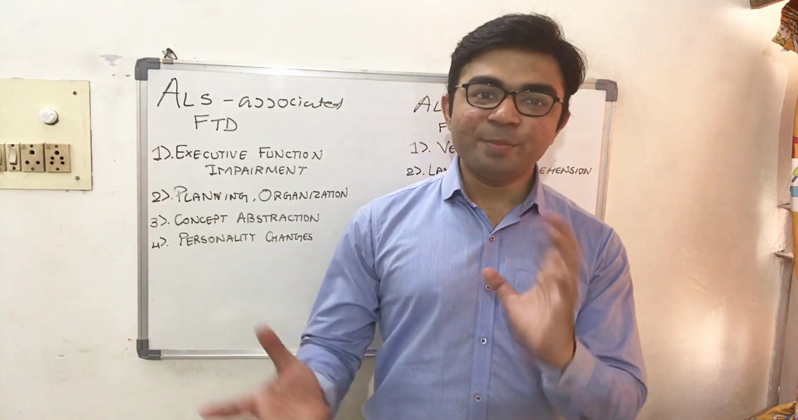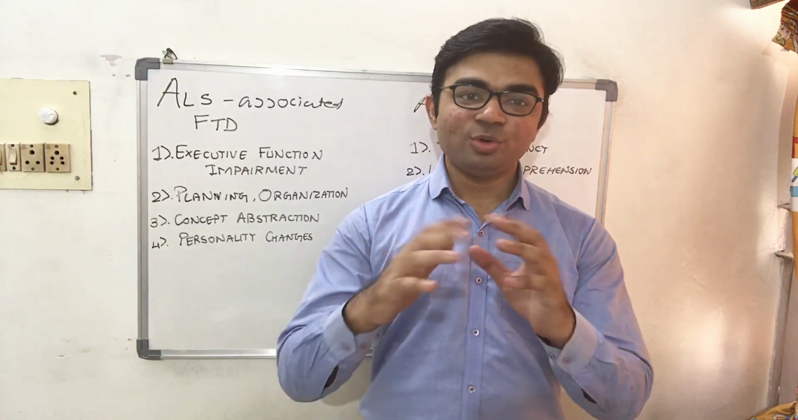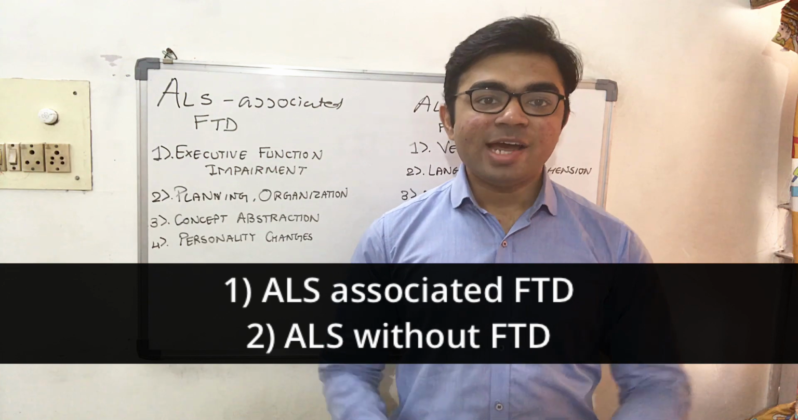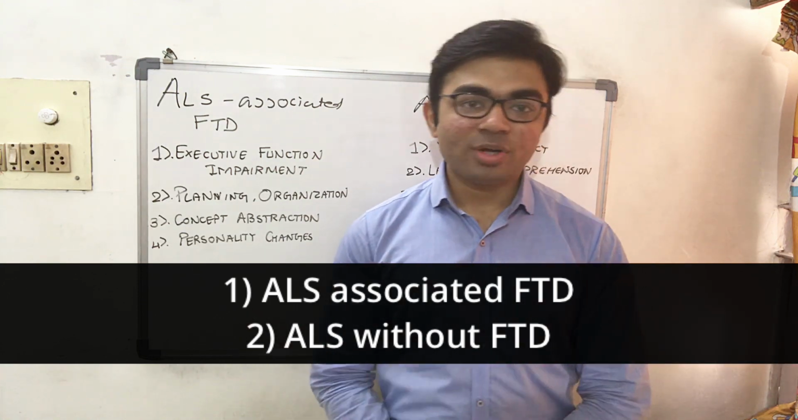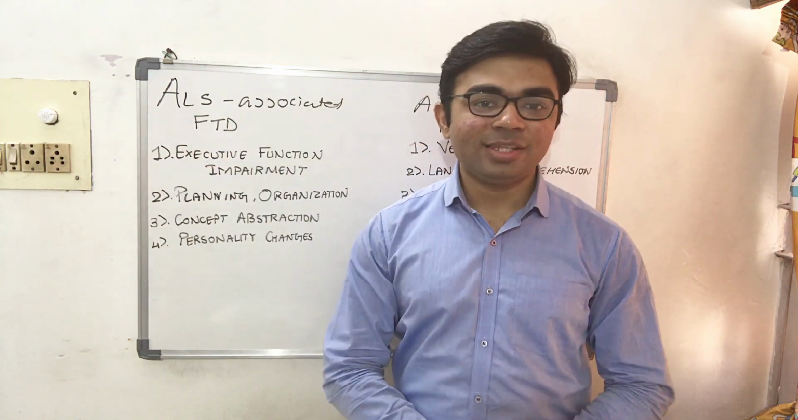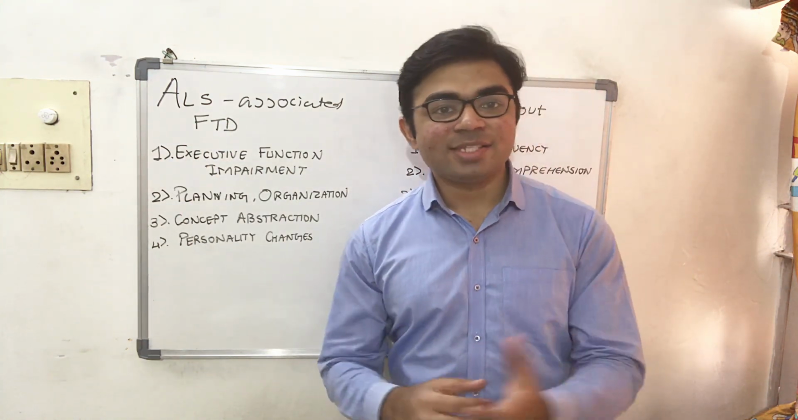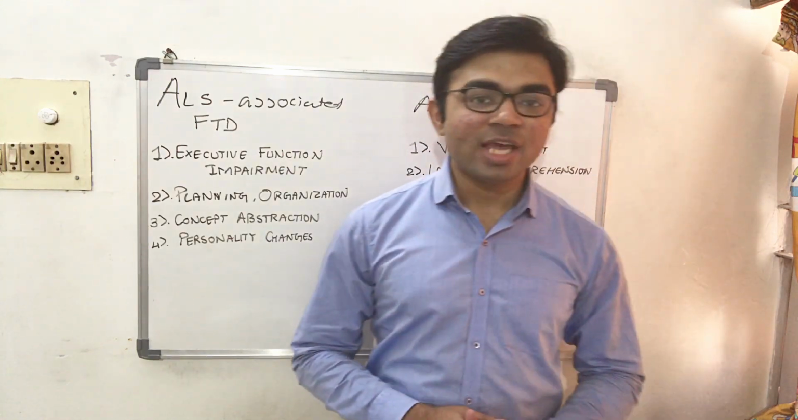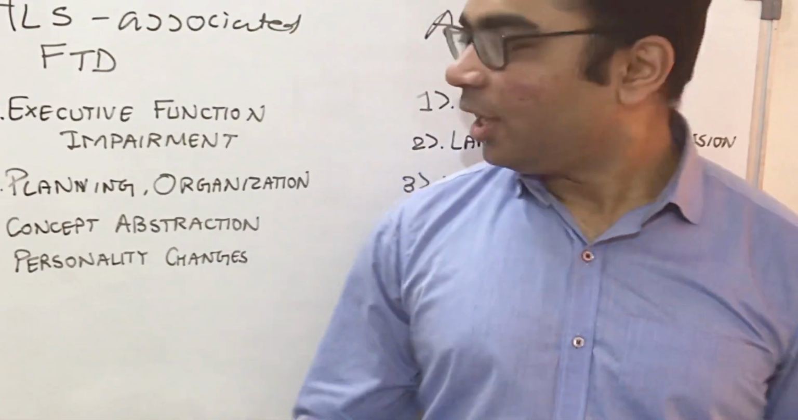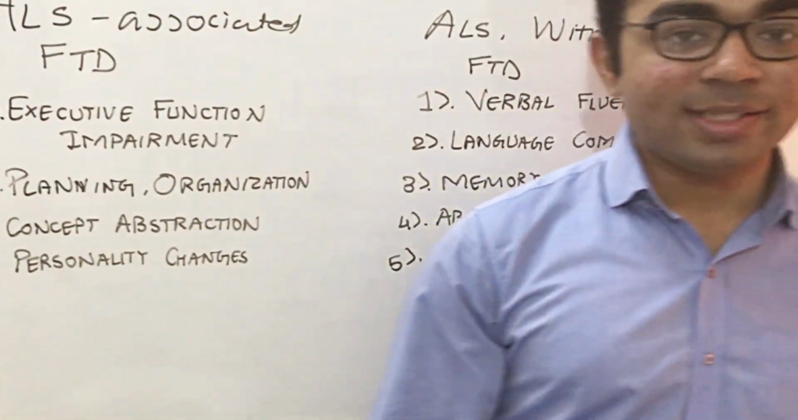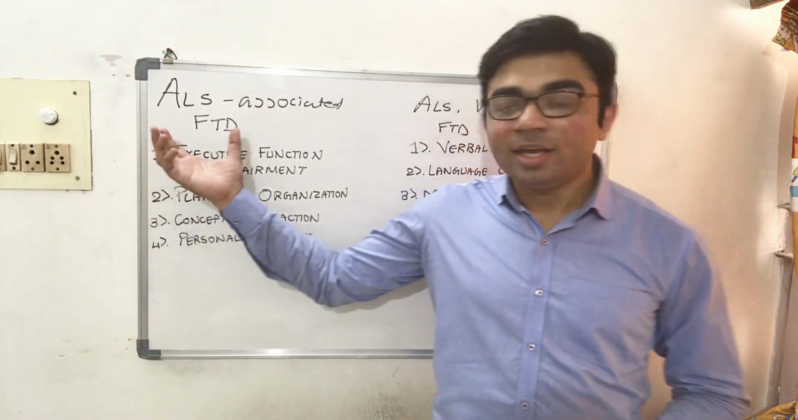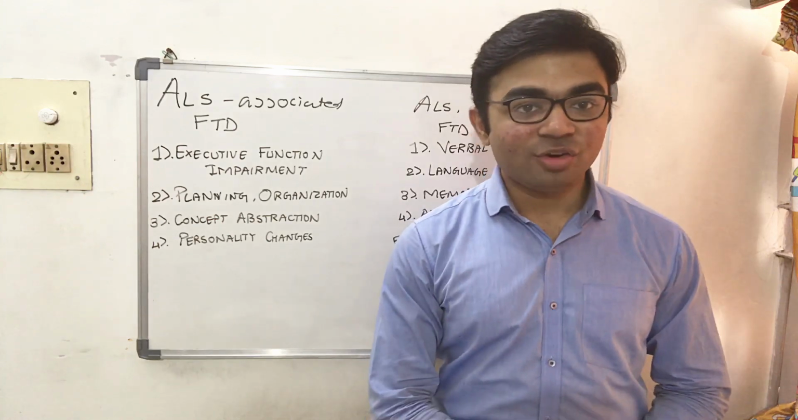Some of the cognitive impairments in case of ALS are usually divided into two: the ALS associated frontotemporal dementia and the ALS without frontotemporal dementia. So first, the ALS associated with frontotemporal dementia. As you can see, some of the clinical features are executive function impairment, planning and organization, concept abstraction, and personality changes. They are usually seen in the ALS associated with the frontotemporal dementia.